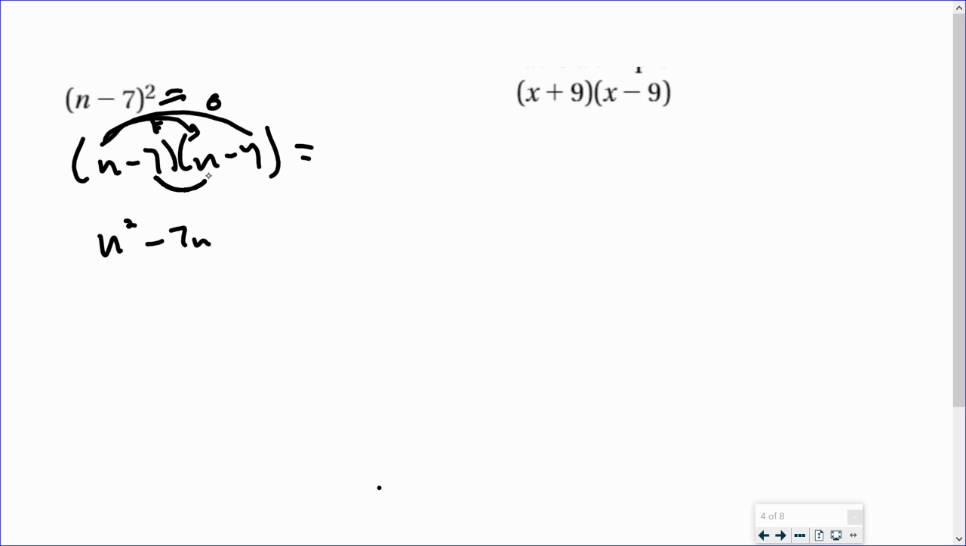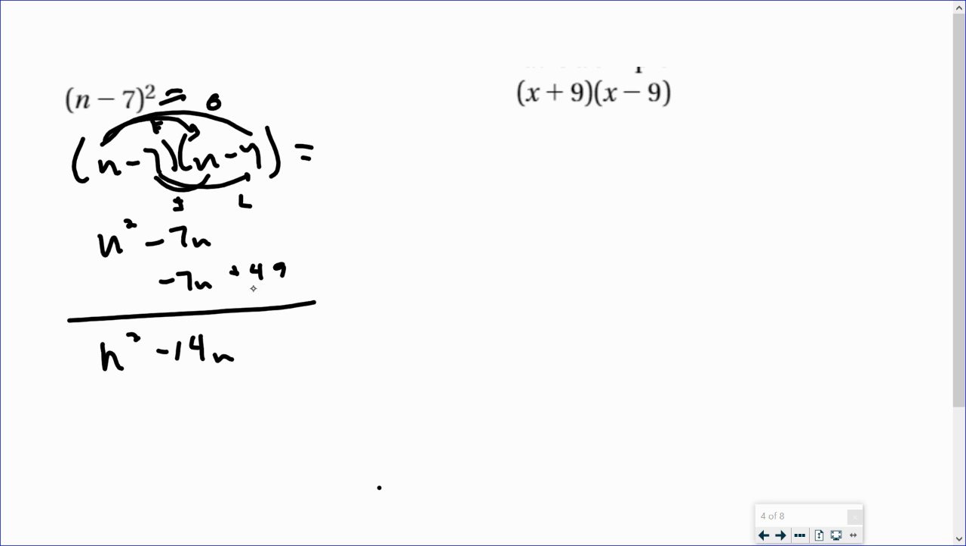Now it's time for the middle ones. So -7 times n is -7n. That would be my I. And then I take -7 times -7, which is positive 49, which is my L. So add these up. And it's not any different than how I've been doing them all along. Okay, and that's one of the things I really want to stress. Today's lesson is not new. It's just using two different types of terms.